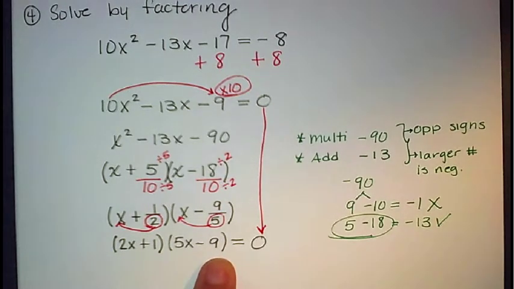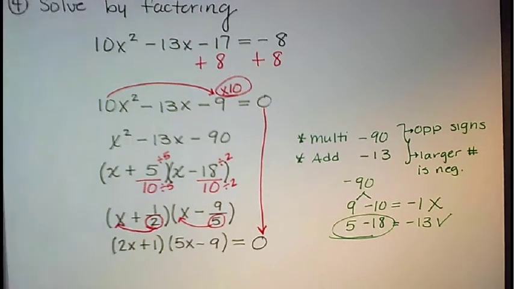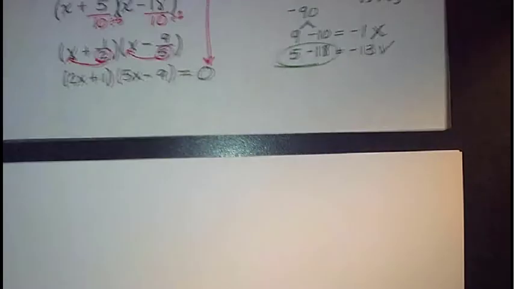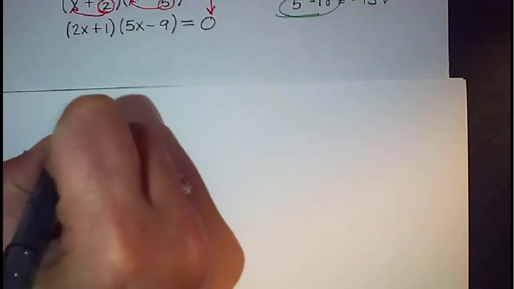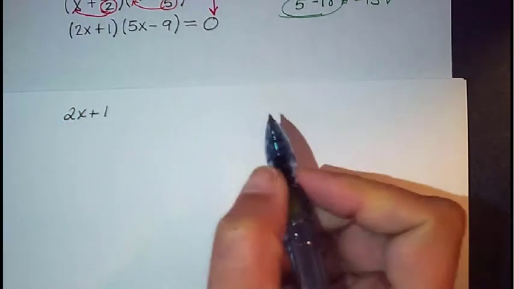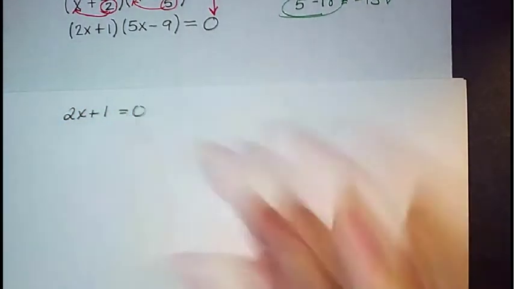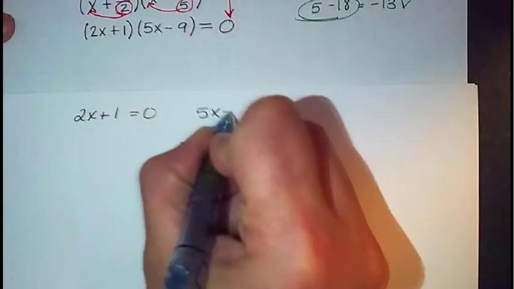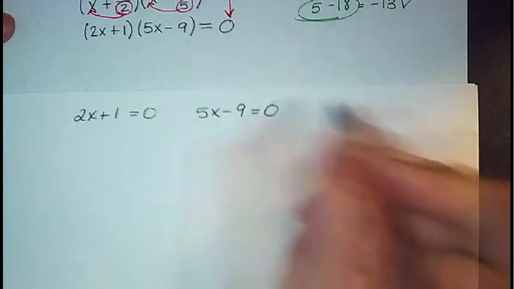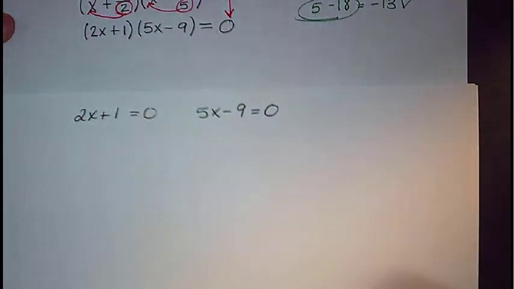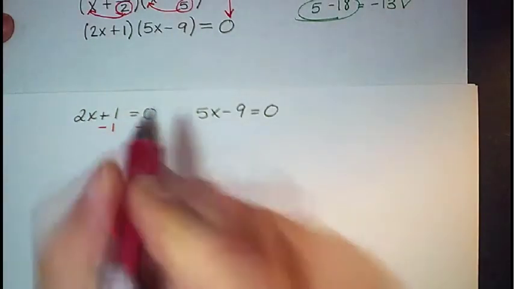So now we need to keep going, and we need to take each one of these and set them equal to 0. So let's get a little bit more paper here for just a second. And we're going to take this 2x plus 1, and we're going to set it equal to 0. And we're going to do the same thing for the 5x minus 9. We're going to set that equal to 0. So now if we solve each one of these equations, we're going to subtract 1 from both sides.